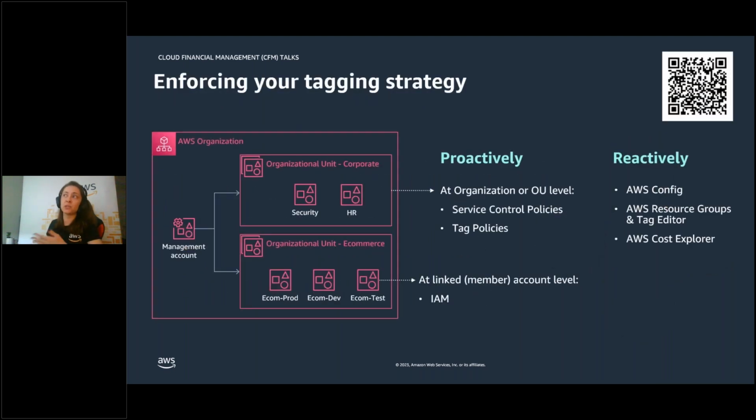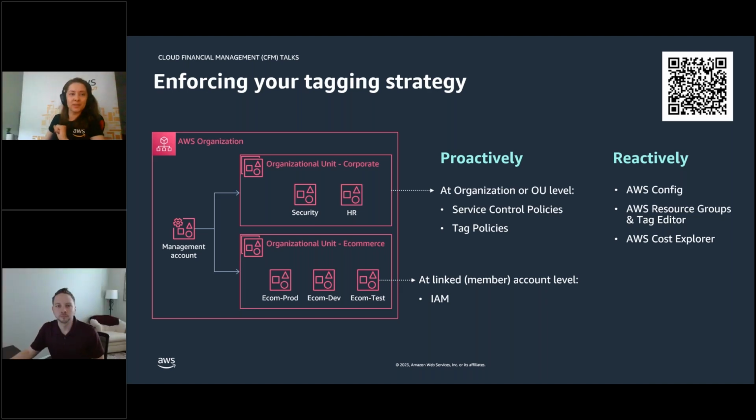And as I mentioned, a few tools that I showed in the demo, the service control policies and tag policies, utilize them to proactively enforce some of the strategies that you decide to go with in your organization. And then there are also some reactive tools that you can use for both cost visibility and some of the cost governance from the cost allocation perspective too. So, some final thoughts, Michael?